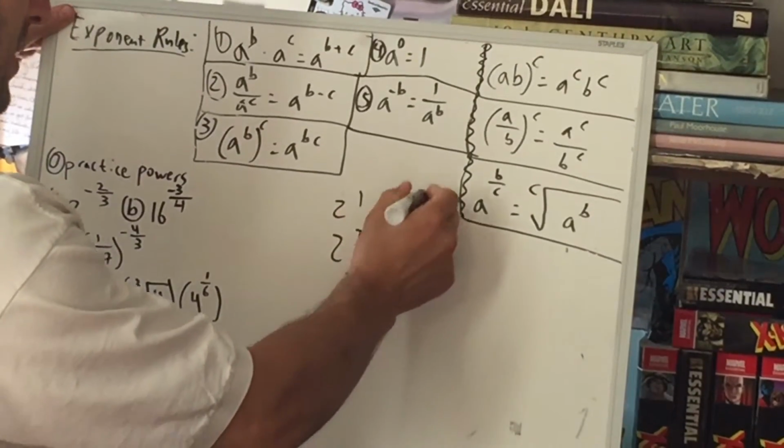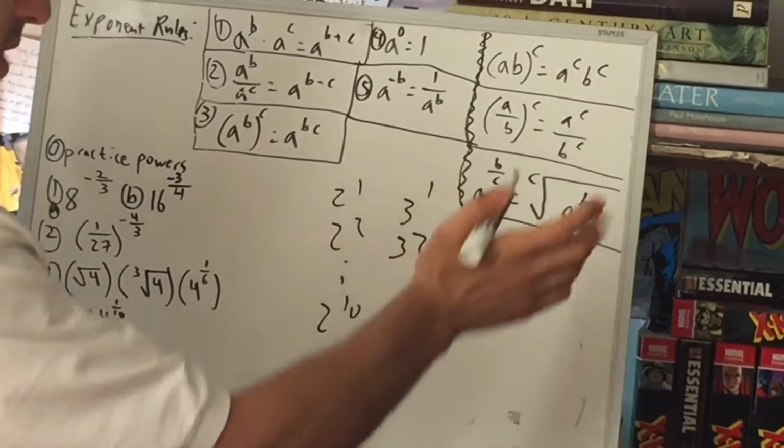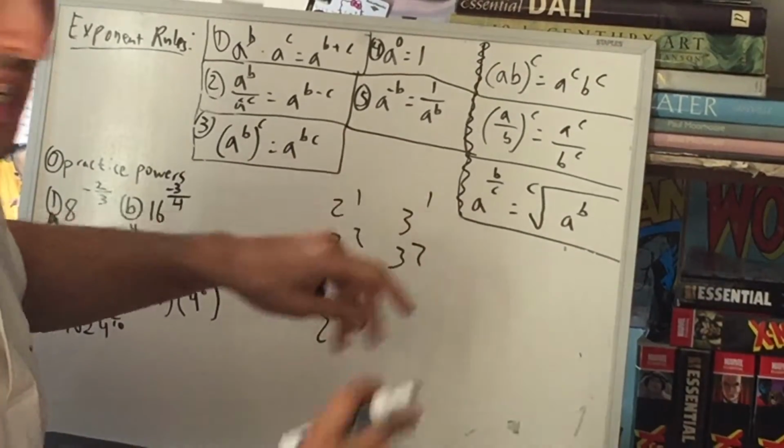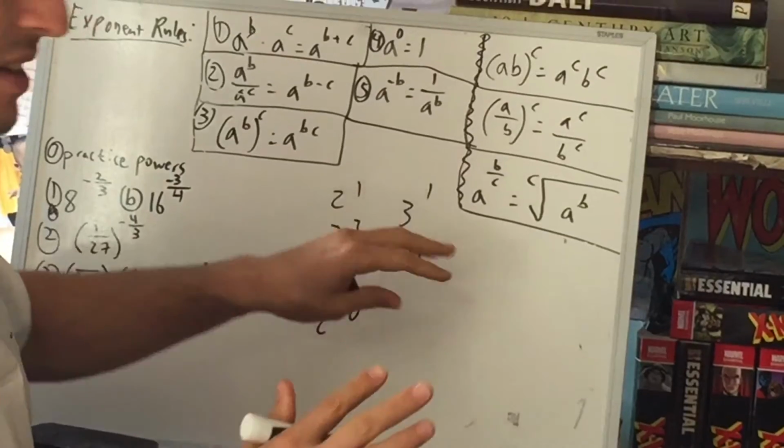You could do this with 3. You can do this with 4, 5, just to get familiar. There's no need in memorizing these, but just keep doing a few of these so if you see them, you're not freaking out.